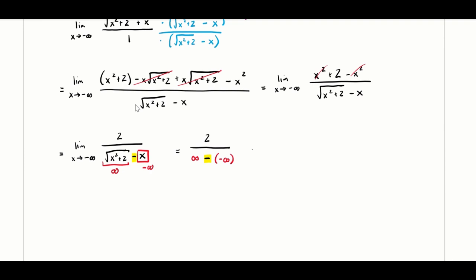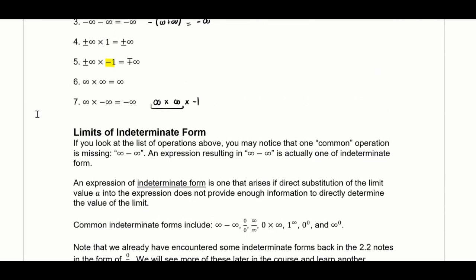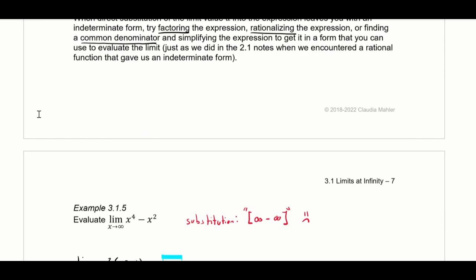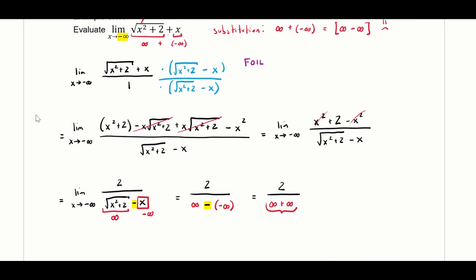Well, what does that give us? That gives us 2 over, well, those negatives are going to cancel each other out, infinity plus infinity, or two things increasing without bound being added to each other. And from the previous page, we saw that something going to positive infinity plus something going to positive infinity is another thing going to positive infinity. So I can rewrite that denominator as something just going to positive infinity.